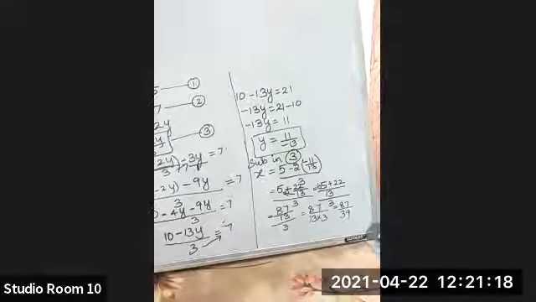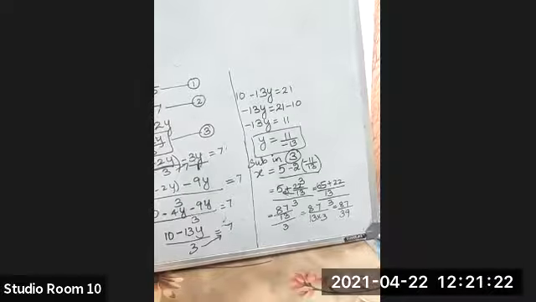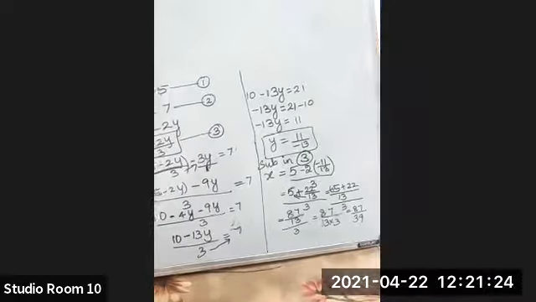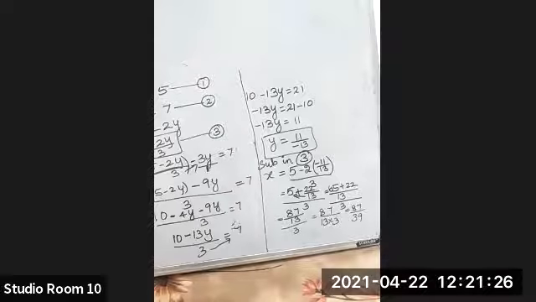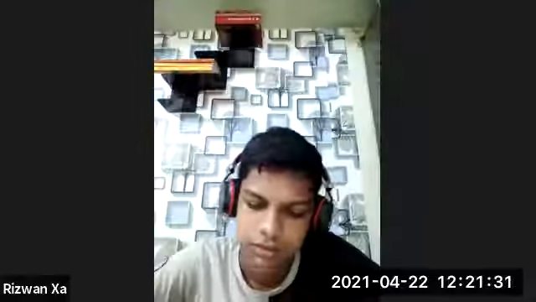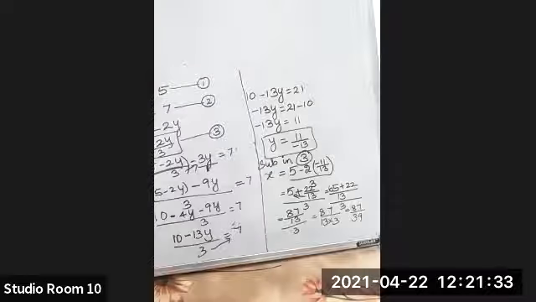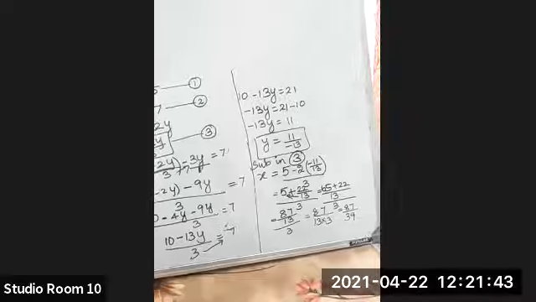Okay, children, after finding x, don't leave it like this. What do you have to do? You have to write the solution. What is the solution? Solution is x is equal to 87 by 39, comma, y is equal to 11 by minus 13. Always we should write the solution. Finally, we should write the solution once again: what is the value of x, what is the value of y.